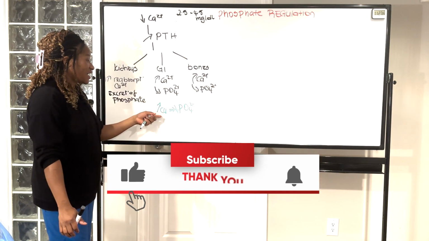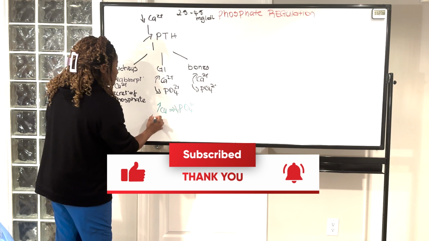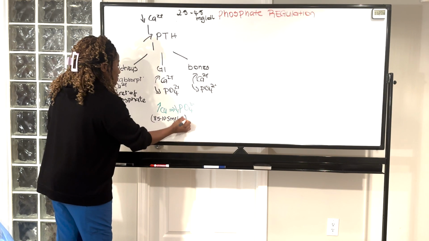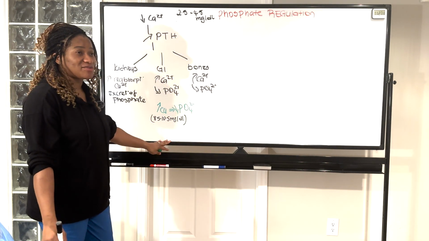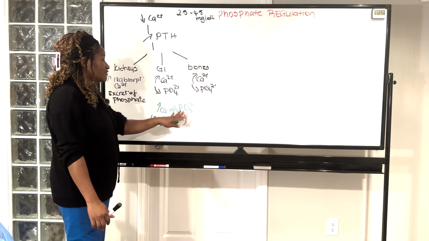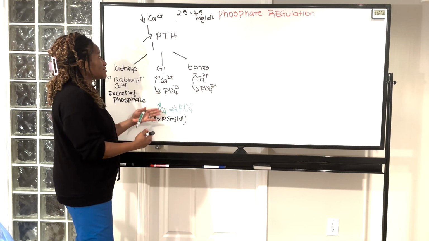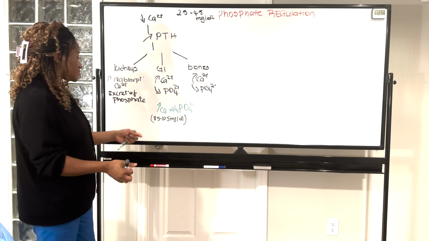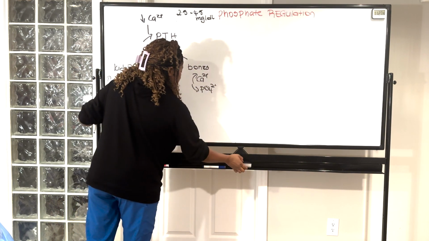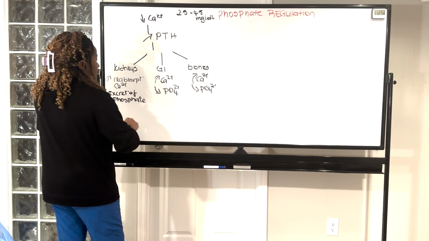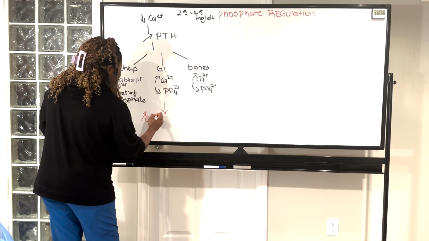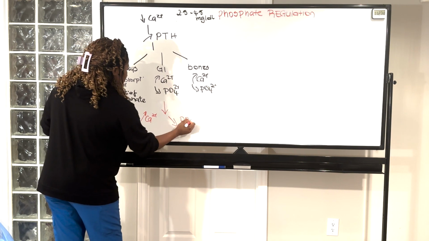So every time we have a high level of calcium, the normal level of calcium is 8.5 to 10.5 milligram per deciliter. Now these levels are going to vary according to hospital or certain books. So every time the calcium is high, the phosphate is low. Every time the phosphate is high, the calcium is low through the parathyroid hormone regulation. So at the end of this mechanism, we're going to have increased calcium level and decreased phosphate level.